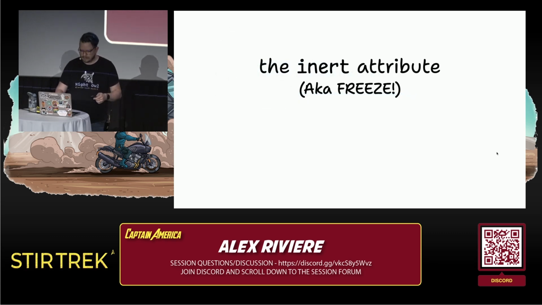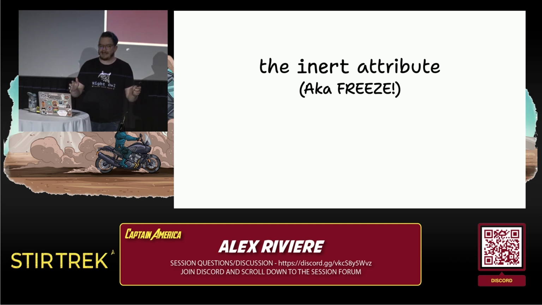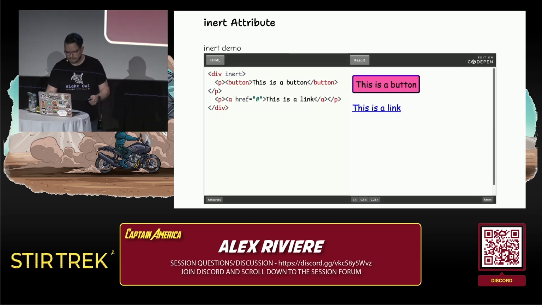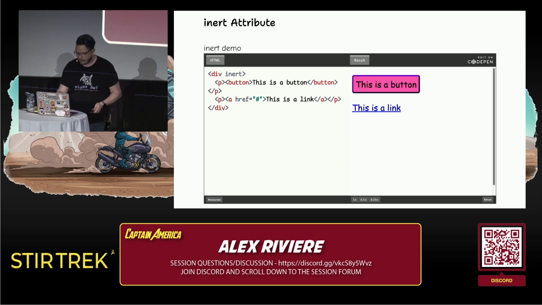All right. Let's talk about the inert attribute. Yay. The inert attribute causes things to disappear from the accessibility tree and not do anything. That's it. That's all it does. My advice is, don't use it. Let's talk about why you shouldn't use it, right?